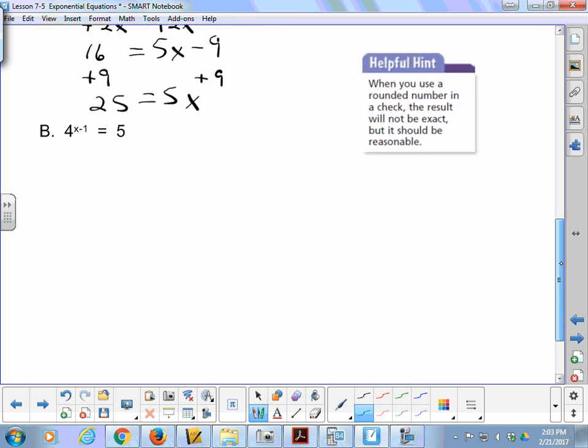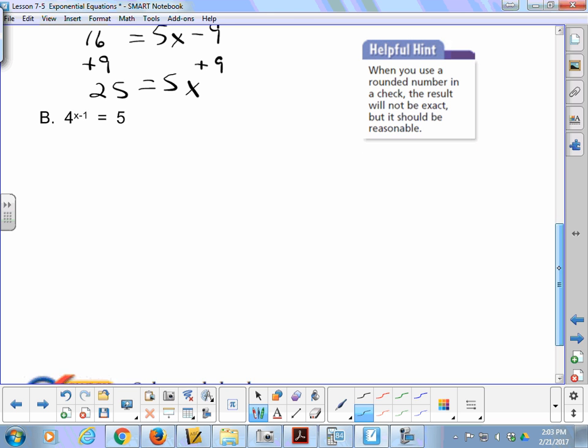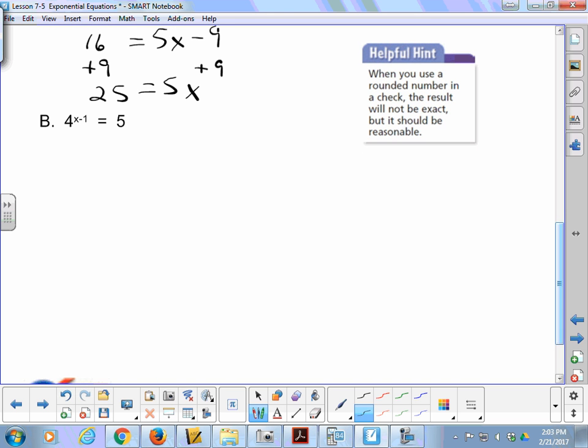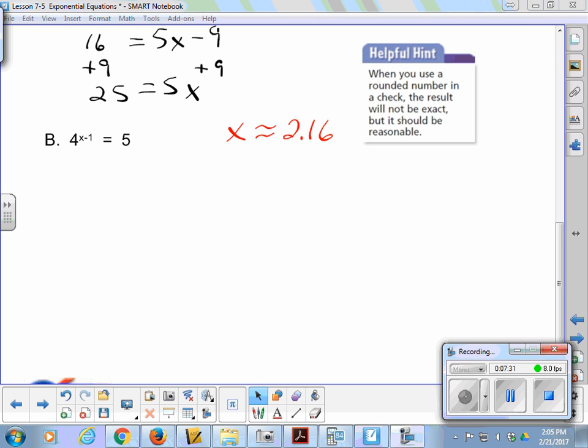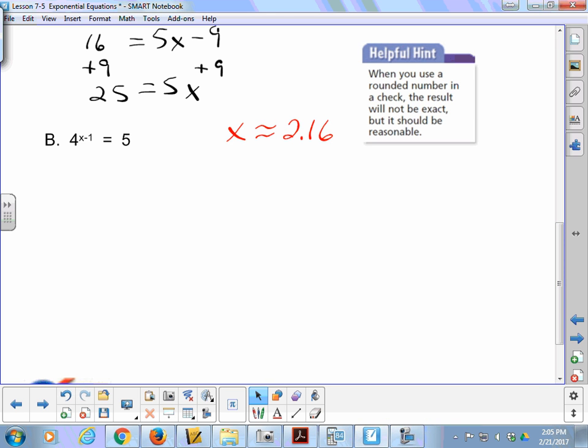All right, letter B. Okay, so find the answer to this graphically. Find the answer to this with your calculator first. All right, so the first thing, we find the answer. X is approximately 2.16. Now the question is, can I make the bases the same here? Can I raise a number to a power and get 4, and a number to a power and get 5? No, we can't.